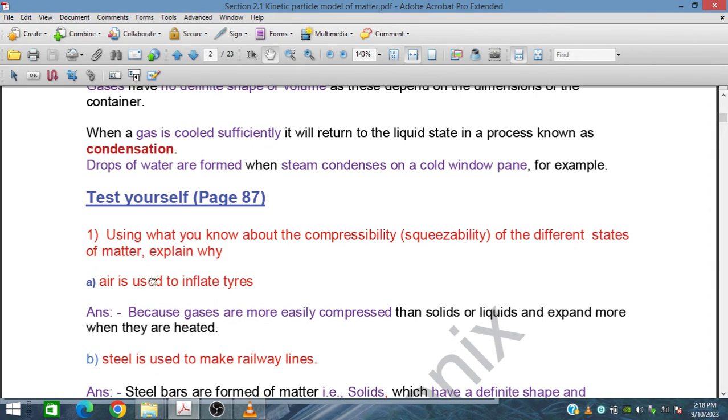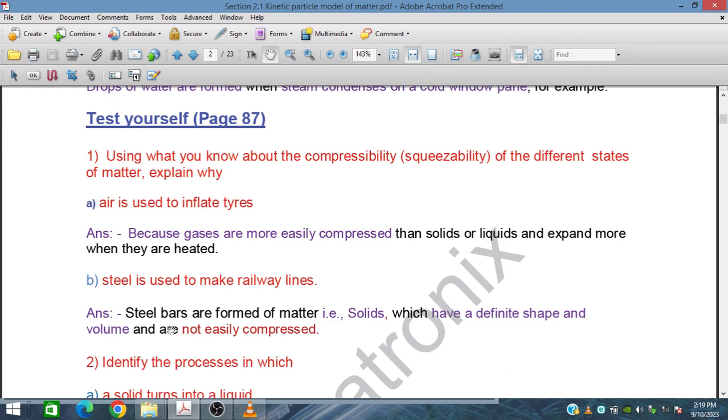So when we inject air inside the tire, more mass can be inserted into the tire because the gas is compressible. Then, solids and liquids expand when they are heated. So when it is heated, it expands.